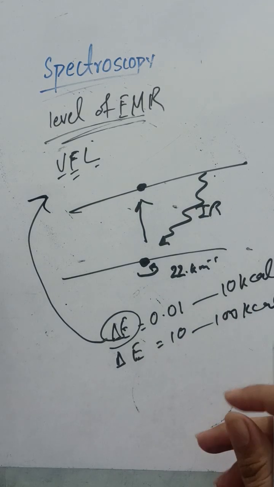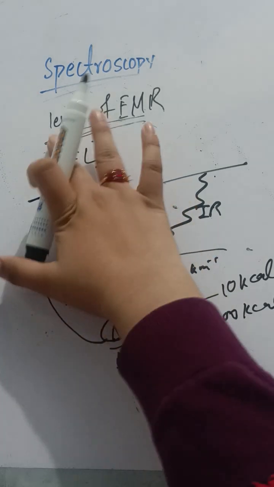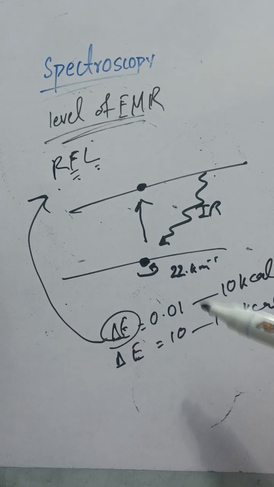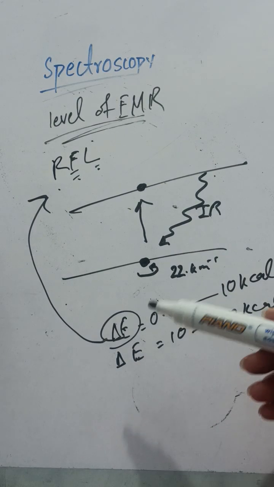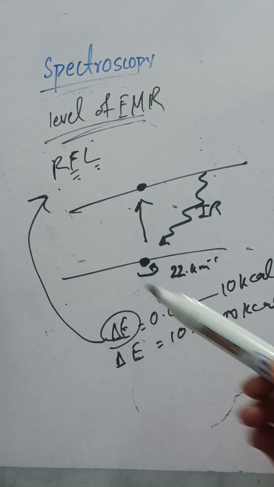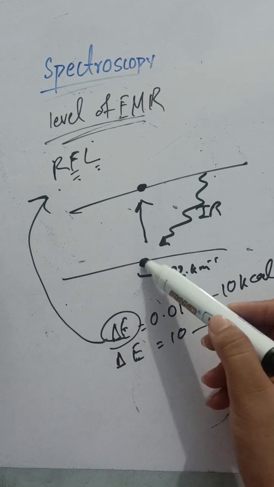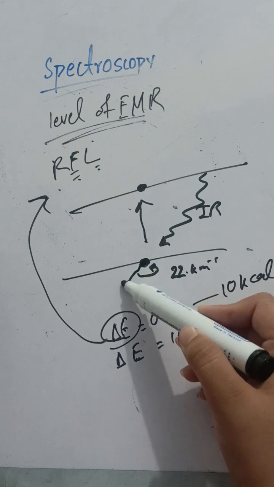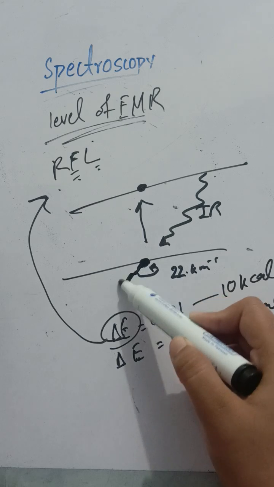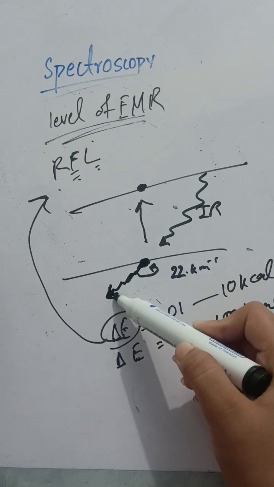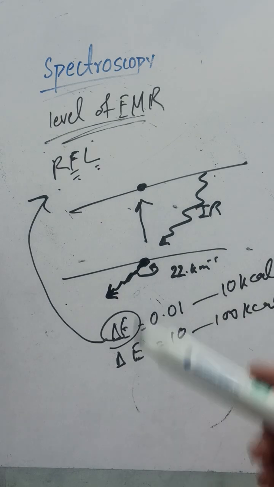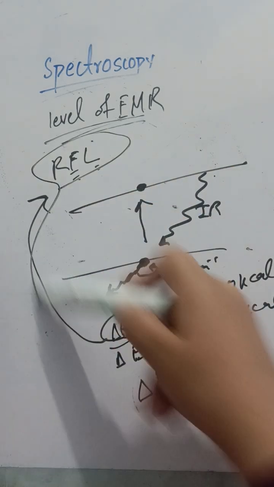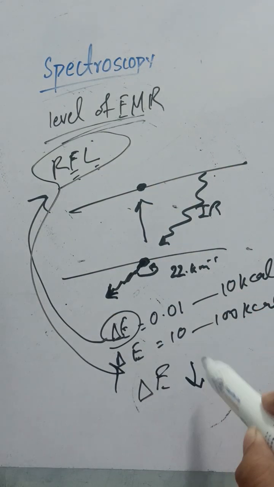The third and last energy level of EMR is your rotational energy level, REL. Here your energy levels are very quantized and very discrete. Your electrons, after absorbing light or energy, can absorb it within, or can eliminate any radiations. So its delta E of rotational energy is less than the vibrational.